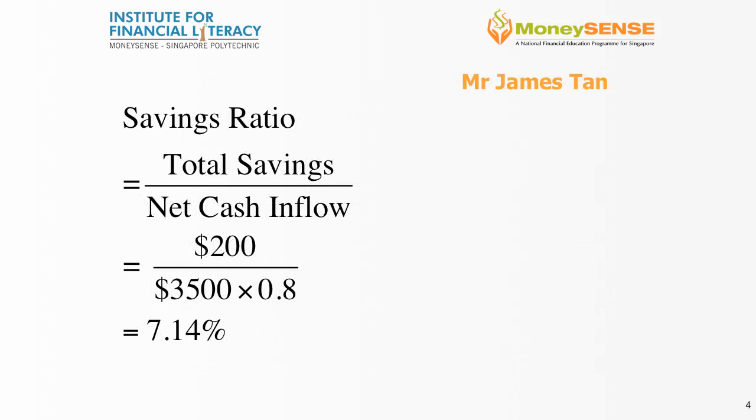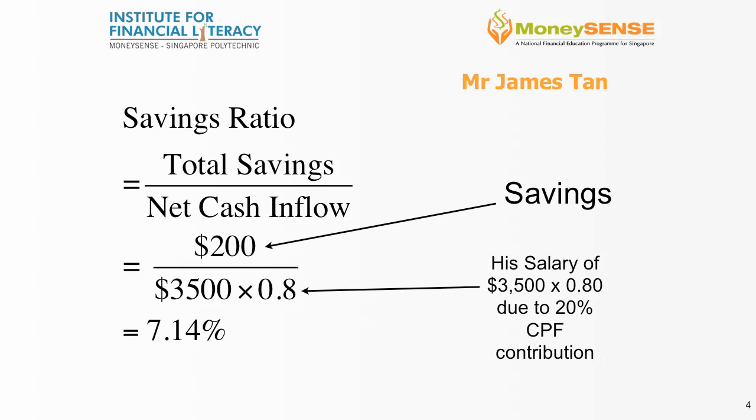Savings ratio for Mr. James Tan. Savings ratio is defined as total savings divided by net cash inflow. Mr. James Tan saves $200 of cash every month. His gross salary is $3,500 per month. 20% is deducted from $3,500, which is his CPF contribution. His net cash inflow or take-home income is $2,800. His savings ratio works out to be 7.14%.